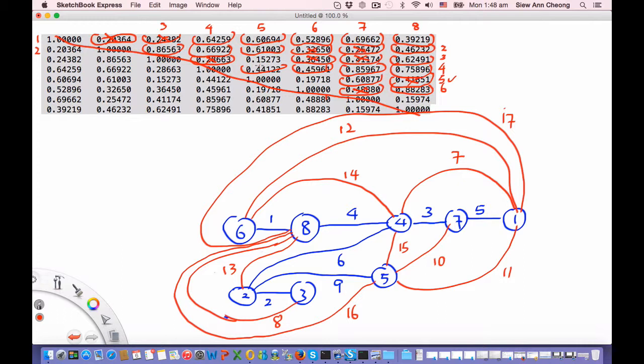And finally 0.19718. Okay, so this is between 6 and 5. 6 and 5 is no longer possible. Then I have 0.15 here, between 5 and 3. Between 5 and 3 it is possible. So I draw that and I have 18.